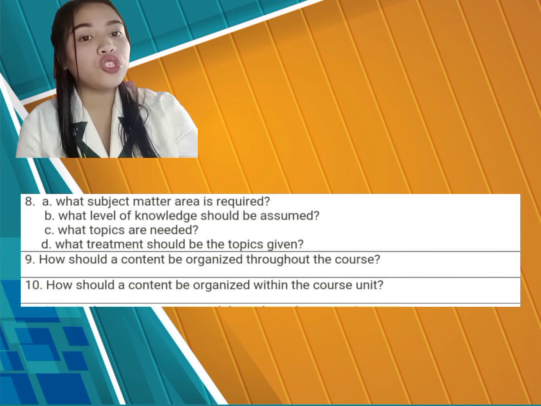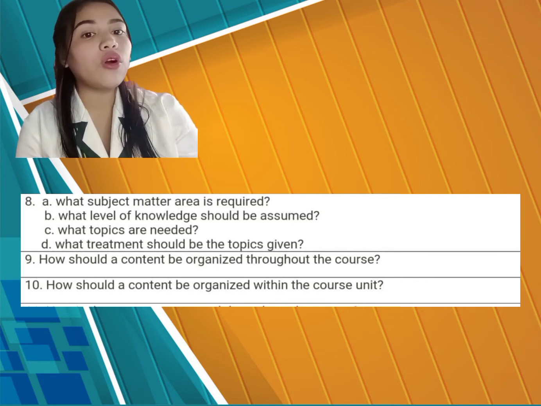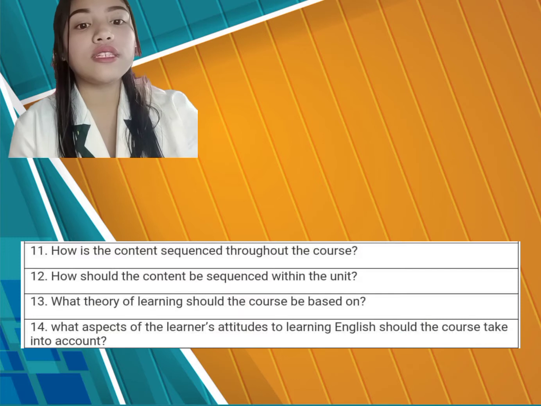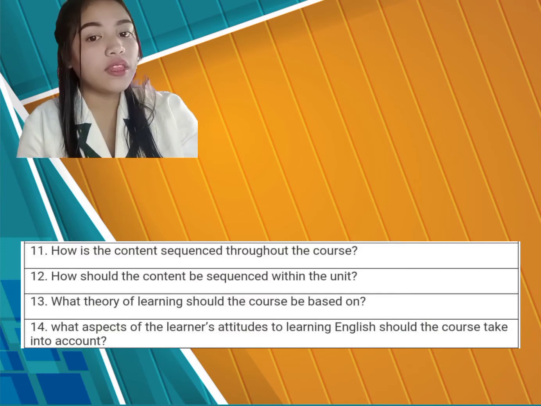What subject matter area is required? What level of knowledge should be assumed? What topics are needed? What treatment should the topics be given? How should the content be organized throughout the course? How should the content be organized within the course unit? How is the content sequenced throughout the course? How should the content be sequenced within the unit?